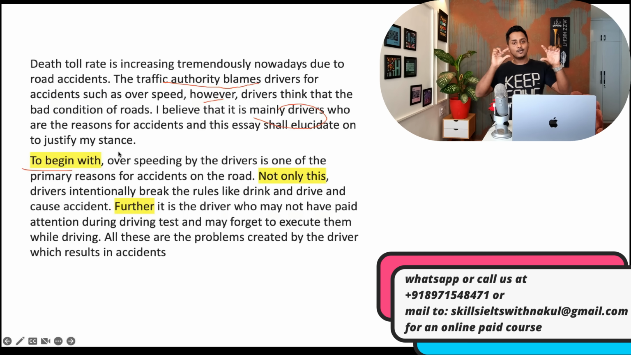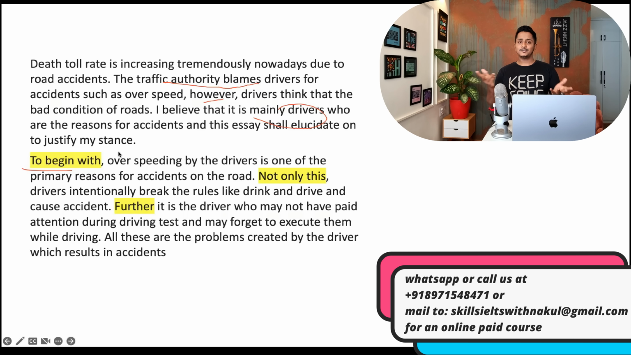Main idea. So now coherence and cohesion is what? Narration, continue. After the main idea, put a question mark, I told you. Isn't it? Why do you think drivers are the primary reason, or overspeeding is the primary reason? This is because when you go fast, you cannot control the vehicle. Because of that, the problem happens.